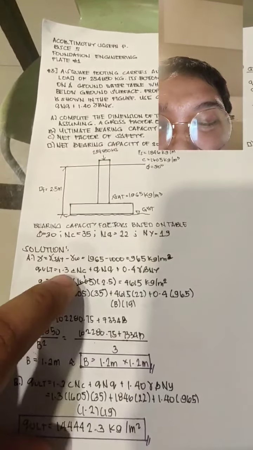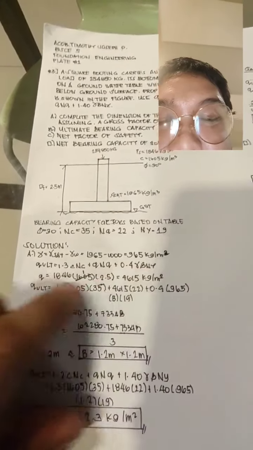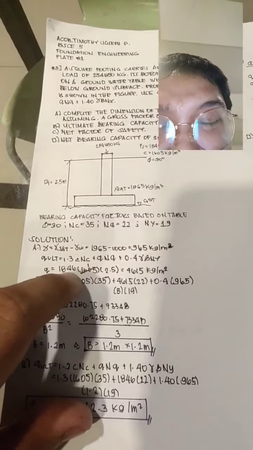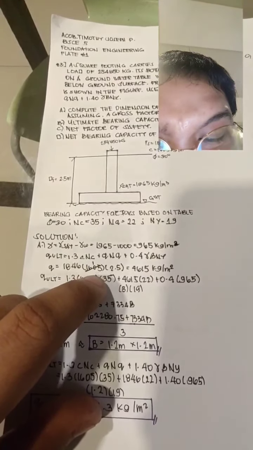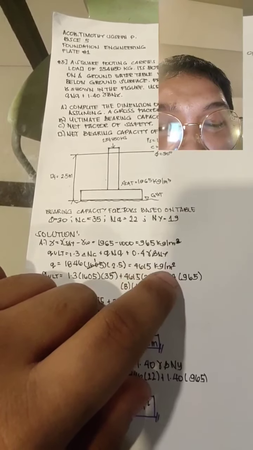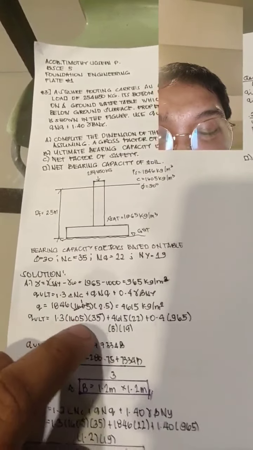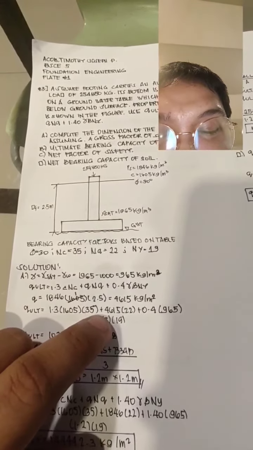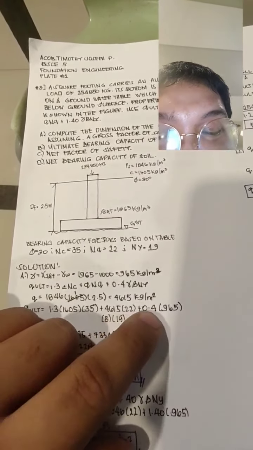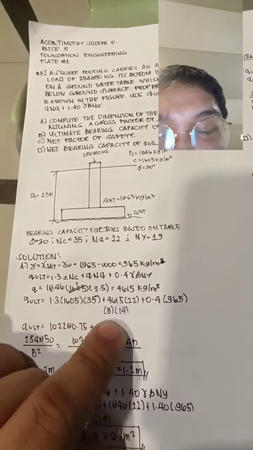Q ultimate is equal to 1.3 cohesion C plus Q and Q plus 0.4 gamma beta and Y. So Q is equal to 1846 times 1 times 2.5, which is equal to 4615 kilogram per square meter. So Q ultimate is equal to 1.3 times 1605 times 35 plus 4615 times 22 plus 0.4 times 965 times B base times 19.